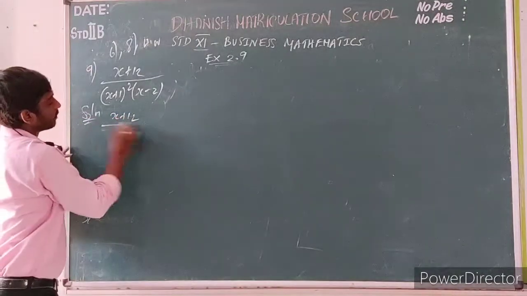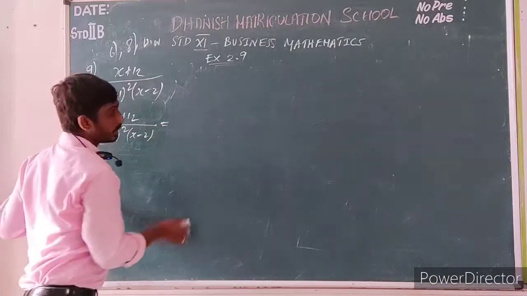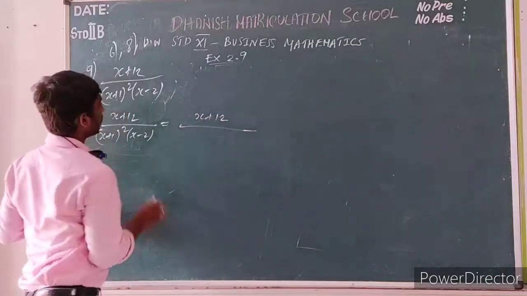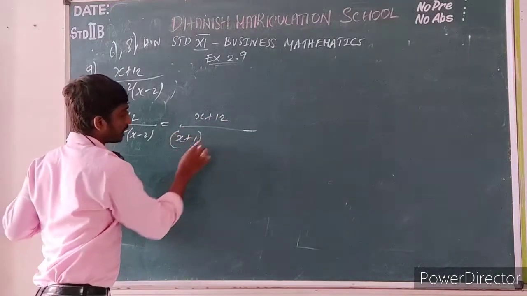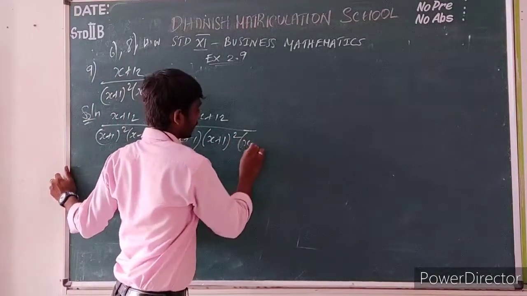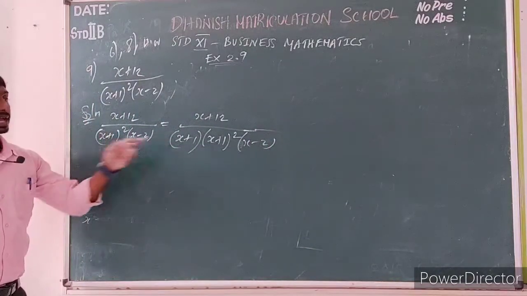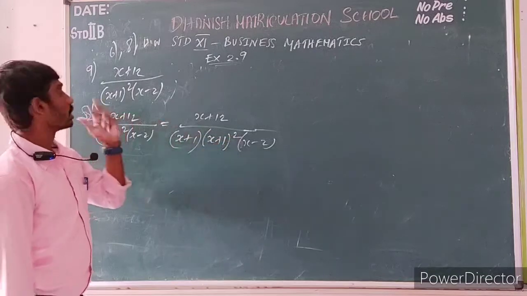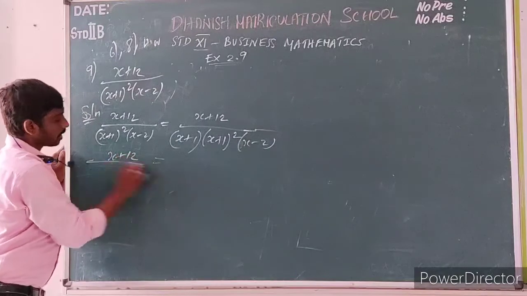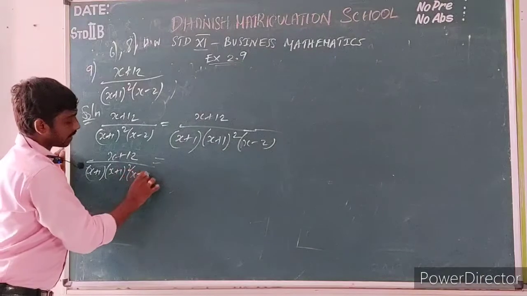x plus 12 divided by x plus 1 the whole square, x minus 2. Now we are going to write like this: x plus 12 divided by x plus 1, x plus 1 the whole square, then x minus 2, because you are writing in the ascending order. So the power order, you have to write in the ascending order, 1, then 2. So here you have to split up this one. So what is the value? x plus 12 divided by x plus 1, x plus 1 the whole square, x minus 2.